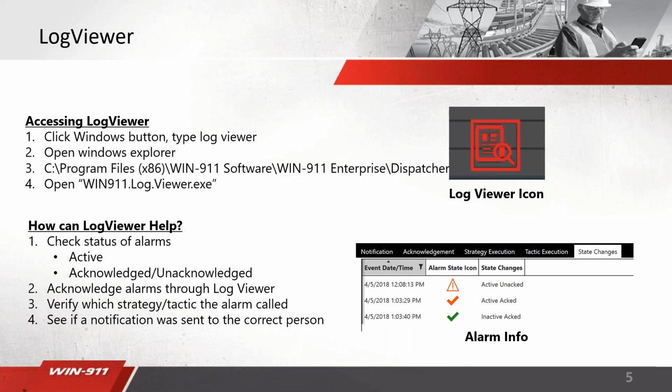So how can log viewer help? You can check the status of your alarms that are coming in, right? That's the first thing you want to see when you're connecting to your SCADA or troubleshooting alarms. We need to see which ones we're getting. So it shows you the status of your active, inactive, acknowledged or unacknowledged alarms. You can acknowledge them through the log viewer as well. You can verify the strategy and tactic that the alarm called upon. And you can see all the notifications that were sent, make sure they went to the correct person, which execution it's going through. Again, I'll show you a demo on this, but it's a huge tool for you guys to use to troubleshoot what's going on.